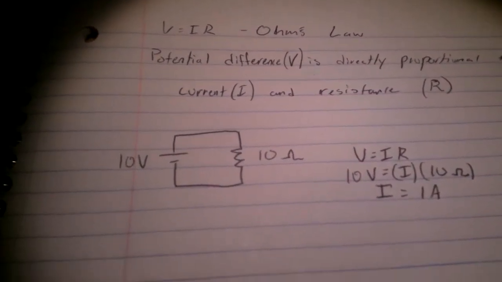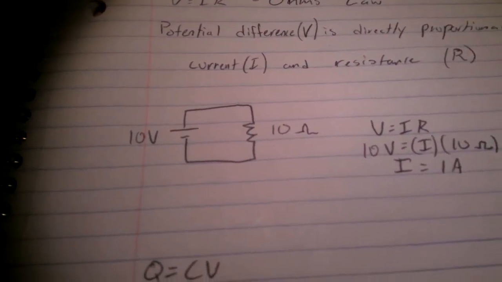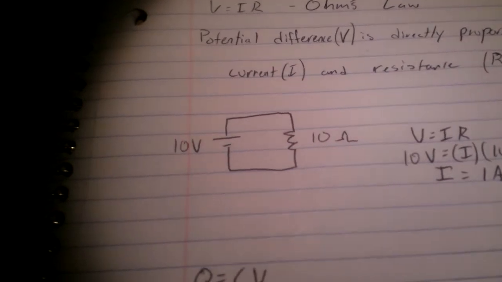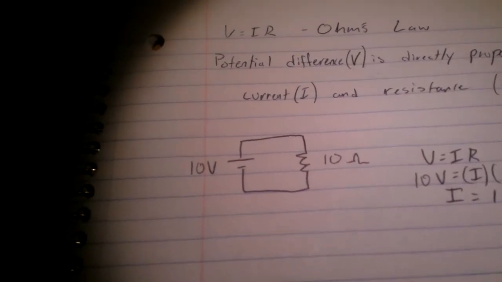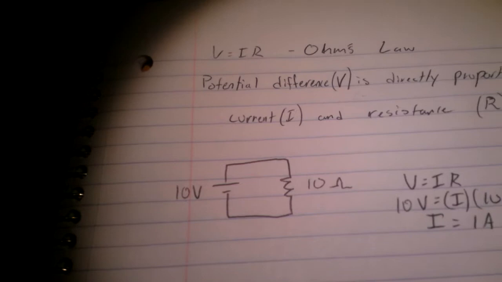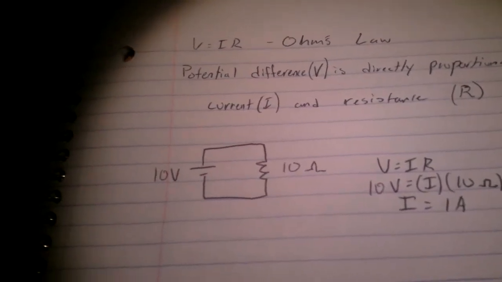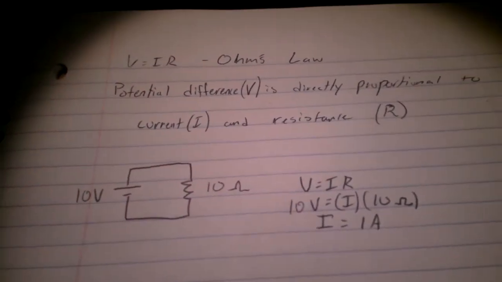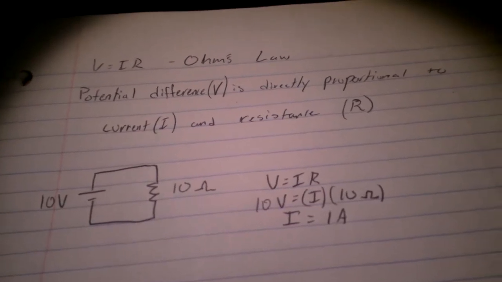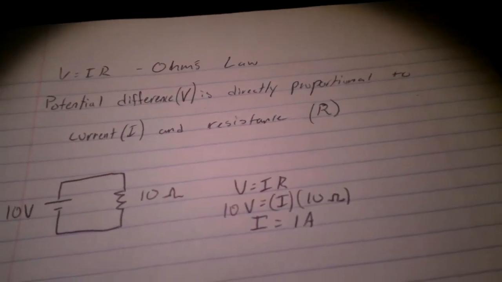Here's probably the simplest use of this equation. V on a really simple circuit, which has a 10-volt battery and a 10 ohm resistor, and that's the entire circuit. And you can use this Ohm's law to find the current flowing through that circuit.